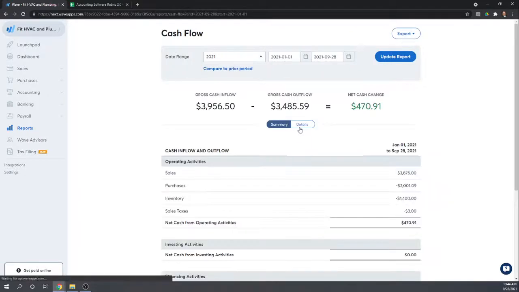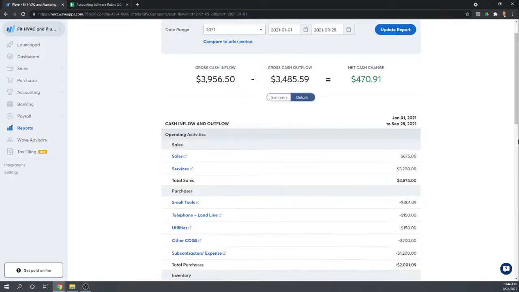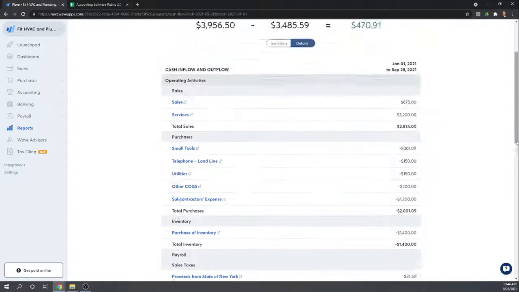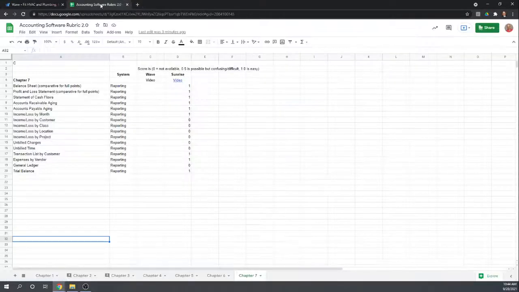Cash flow. Now cash flow, you can compare to a prior period. Not so interested in that. But it does give us a cash flow statement. Okay, so to our rubric, a comparative balance sheet. No, it's just a current year balance sheet, so I'm going to give it half a point. The profit and loss statement does good. Statement of cash flows is fine.